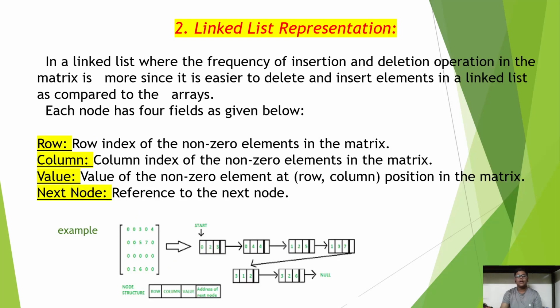Linked list representation. A linked list is used where the frequency of insertion and deletion operations in the matrix is more, since it is easier to delete and insert elements in a linked list as compared to an array. Each node has 4 fields as given below: row, column, value, next node. Row index of the non-zero element in the matrix, column index of the non-zero element in the matrix, value of the non-zero element at that row and column in the matrix. Next node is the reference to the next node.